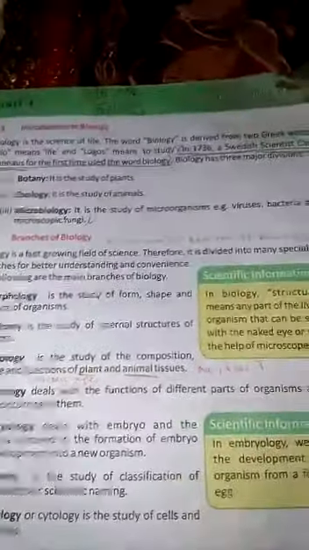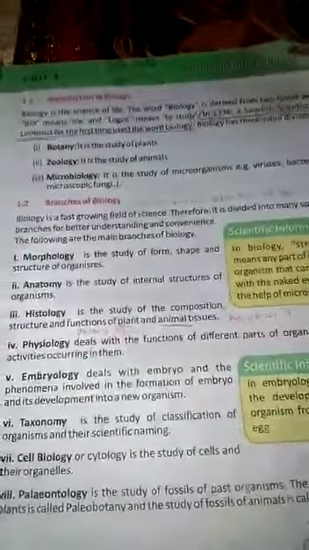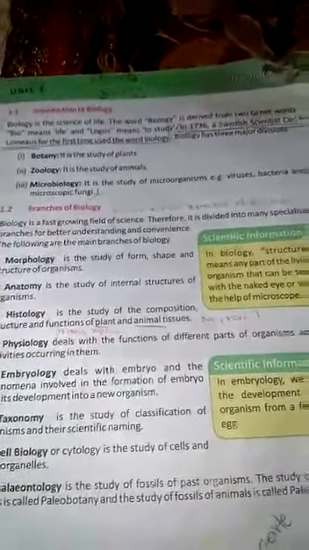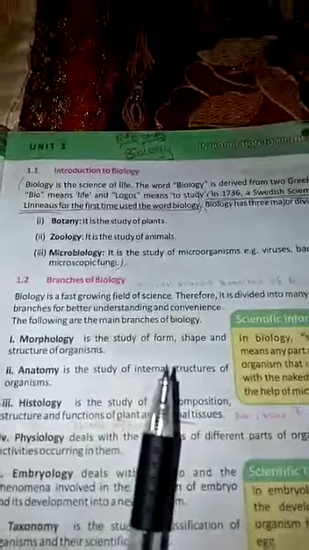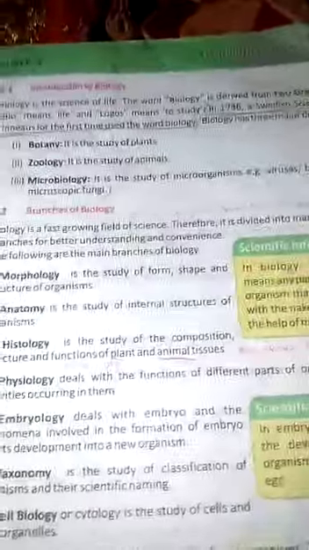Now, after defining the biology, we come to different branches of biology. For ease and convenience, scientists have divided biology into a lot of branches so that they can be studied easily. Let me read them for you. First one is morphology. What is morphology? Morphology is the study of form, shape, and structure of organisms. How an organism looks, like what is its structure, how it is formed, they all are studied in morphology. Morphology is the study of the physical appearance of organisms.